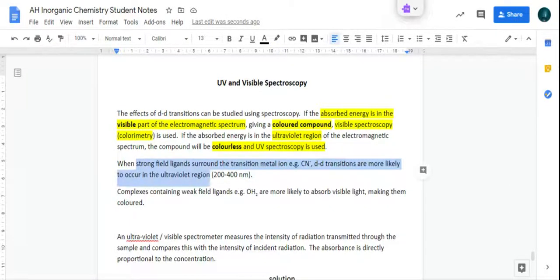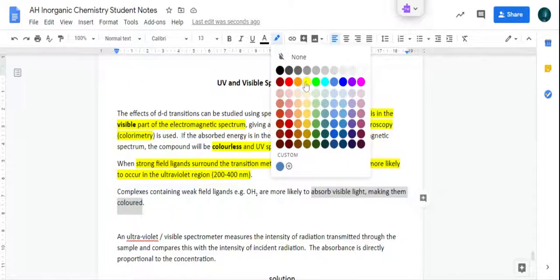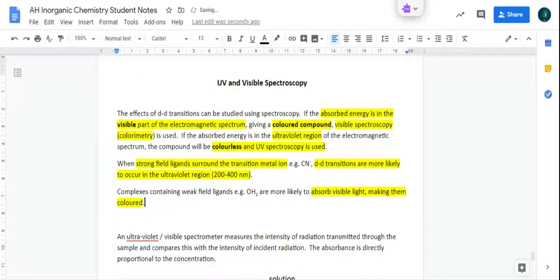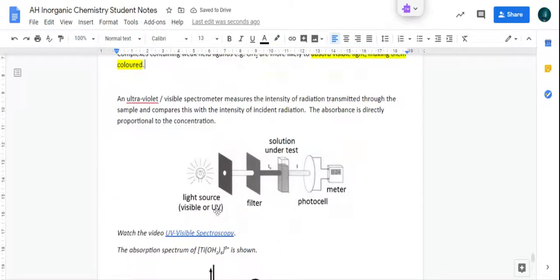If we have a strong field ligand, like for example the cyanide ion, then the d to d transitions are more likely to occur in the ultraviolet region. You should know that the ultraviolet region is 200 to 400 nanometers, and the visible region is 400 to 700 nanometers. Complexes that contain weak field ligands like water are more likely to absorb visible light, and this will make them colored. Remember, the complementary color is seen.